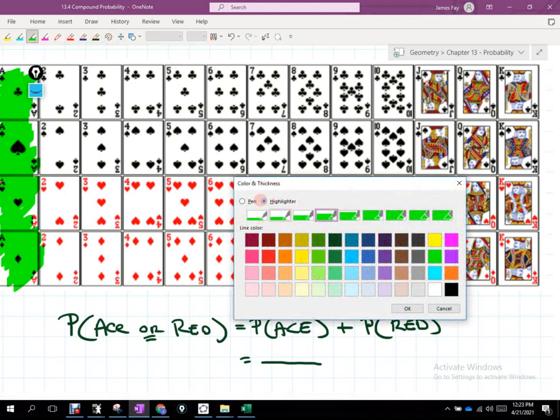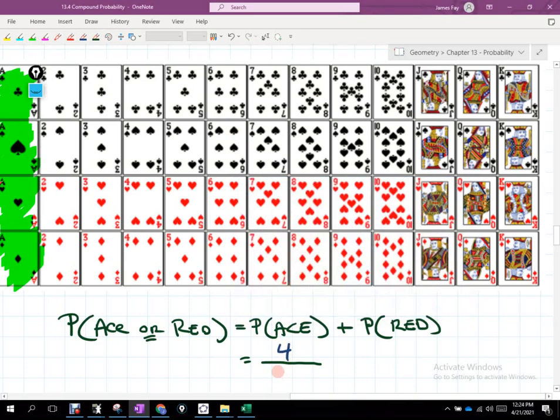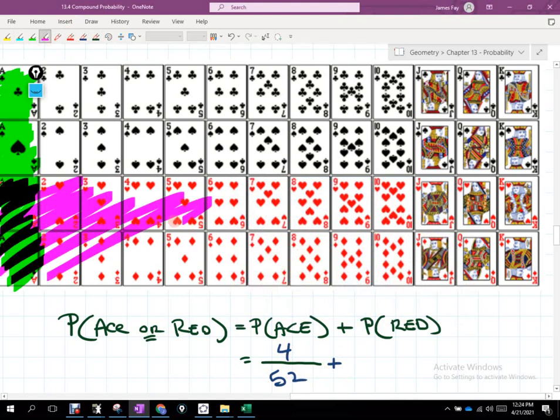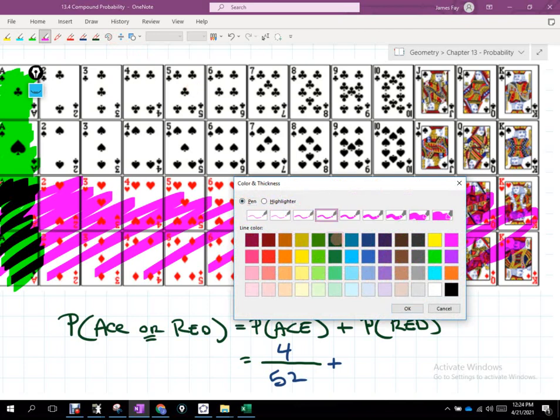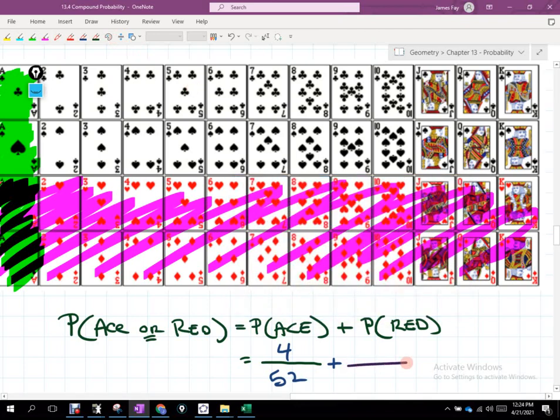Out of the total number of 52 cards that we could pick out of, right? We're now going to add to it, so now the probability that's red. Well, how many red cards are there? 26. So there's 52 cards right there. Okay, so that's half of 52, right? So the idea is I would say, okay, plus, 52 is on the bottom, 26 out of 52.